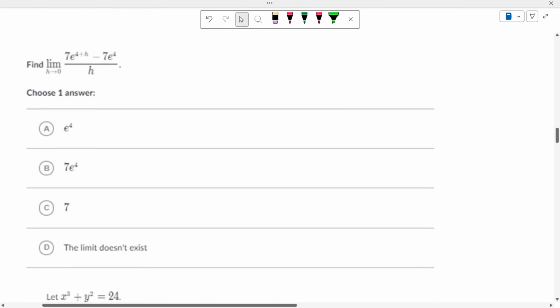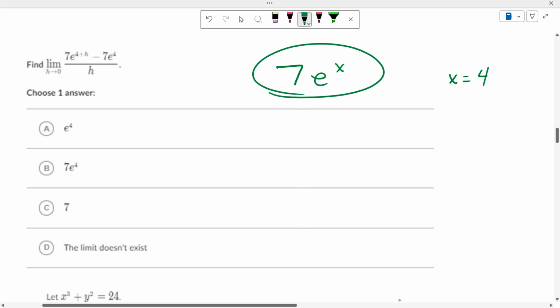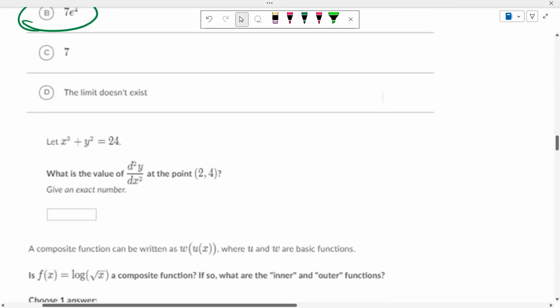Little disguised derivatives here. Well, no, it's not disguised derivatives. It is. What is our function here? It's actually 7e to the x, where x equals 4. Okay? So what's the first derivative of 7e to the x? 7e to the x, where x is 4, so it's 7e to the 4th. So that was that disguised derivative thing.